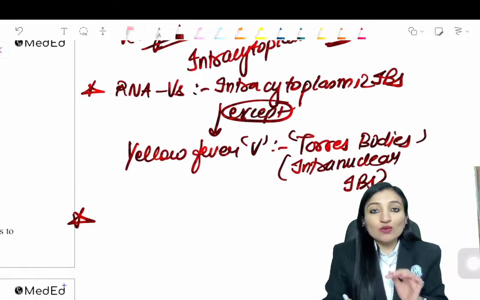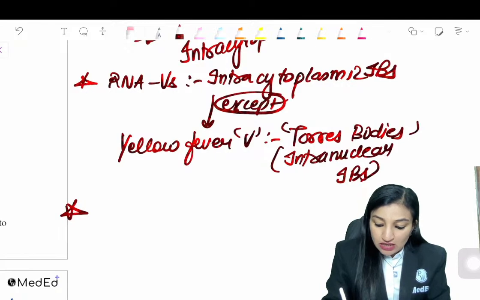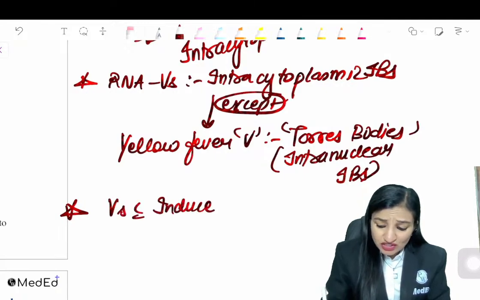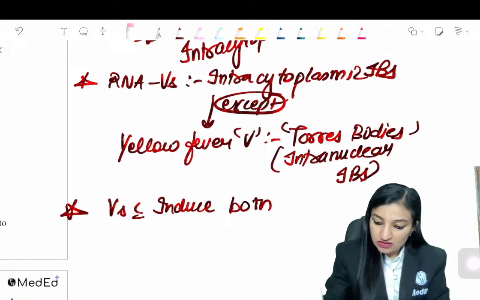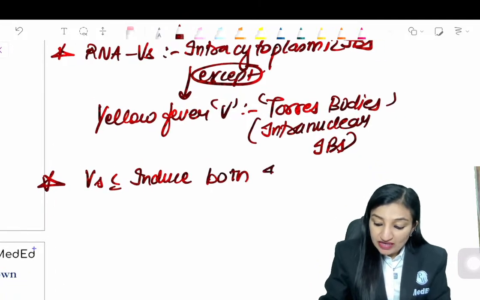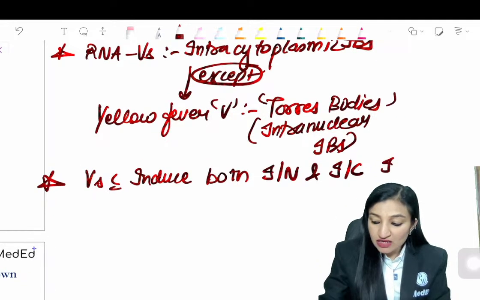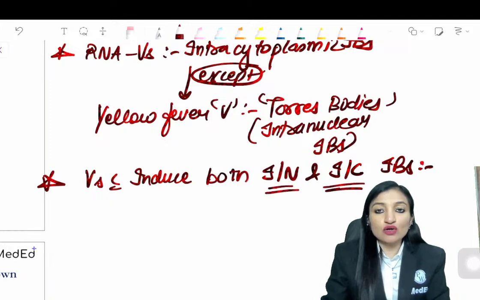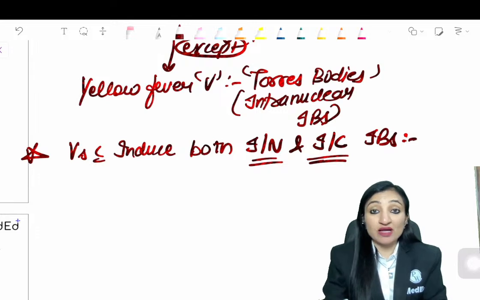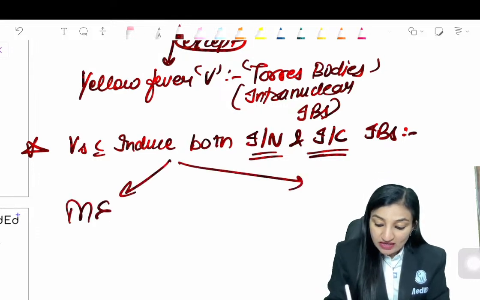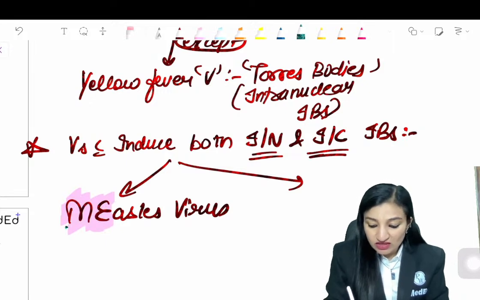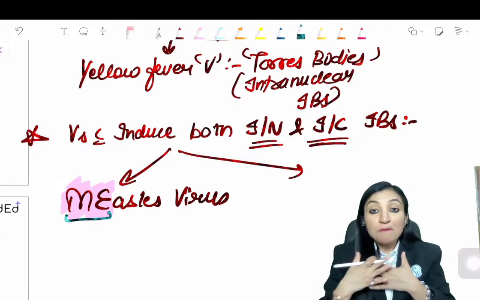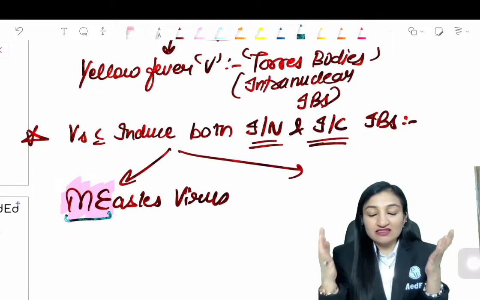Now another question in this context: viruses which induce both intranuclear and intracytoplasmic inclusion bodies. These are very hungry viruses. They are not going to be satisfied by either nucleus alone or cytoplasm alone. So these viruses include, one is measles virus. Now there's a reason why I have written capital M, capital E. I personally feel this is a very egoistic virus. This is how I used to remember this as a student. This virus, in its name itself has got me.